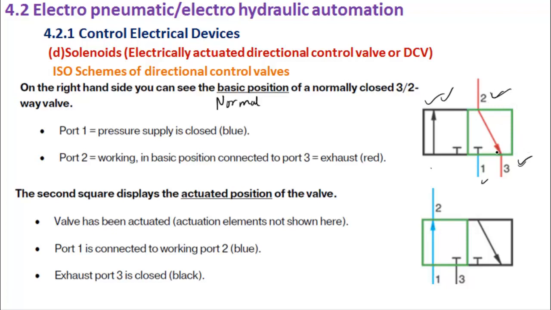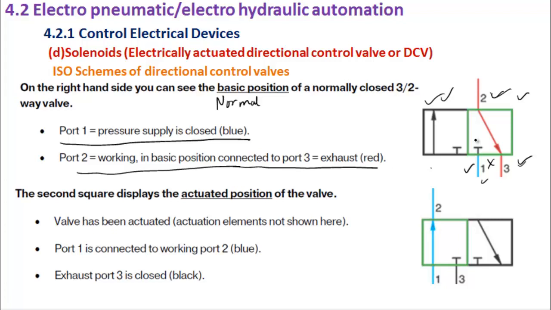And see, in this particular normal position, what can you see? That port 1, the pressure supply, is closed. Normally, if you remember, 1 is generally for the pressure line, and here the pressure line is closed. Whereas port 2, which is working as the basic position, is connected to port 3, which is the exhaust. So the exhaust is coming from 2 to 3. Okay, so this is the normal.